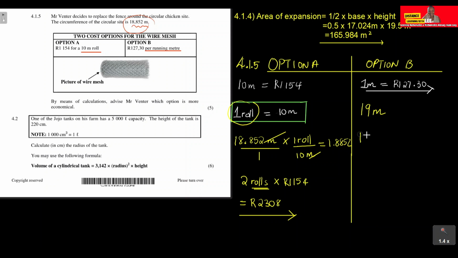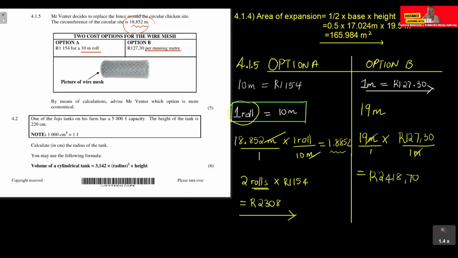We'll take that 19 meters, because you just need 19 meters since they sell the mesh wire per meter. In this case, we need to round up. We can't use that 18.85 the way that it is because they sell per 1 meter. It needs to be a whole number. So it's going to be 19 meters multiplied by the price, which is 127.30 divided by meters. The meters will cancel, and the answer will be in rand. So it's going to be 19 multiplied by 127.30, which is going to be 2418.7.